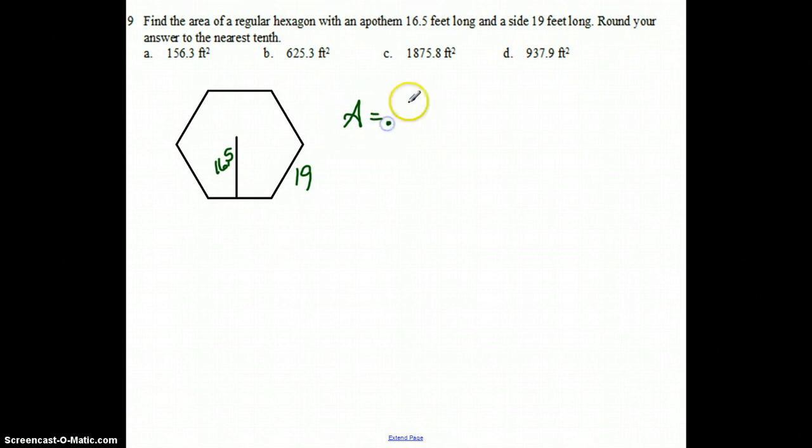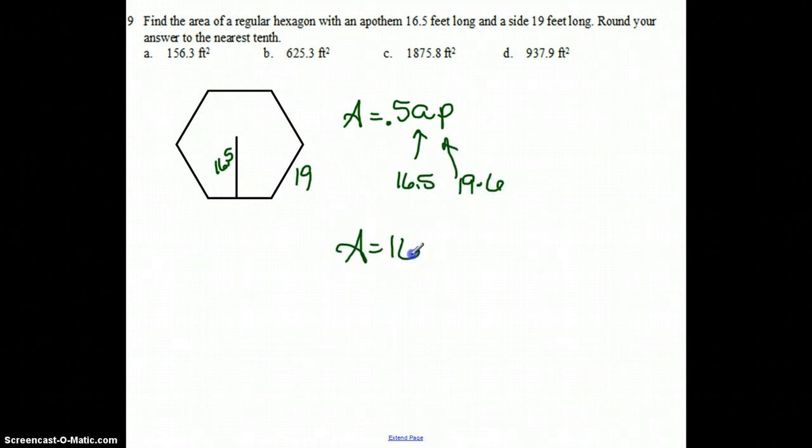So area equals 1/2 the apothem times the perimeter. So the apothem is 16.5. Perimeter is 19 times 6. Oops. Move this area over a little bit.